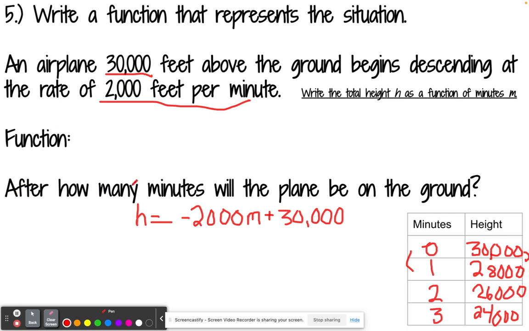Now this is an interesting question. It says, after how many minutes will the plane be on the ground? So we want to solve for minutes here. Well, when the plane's on the ground, what's my height? My height will be 0. So at what point is 0 equal to negative 2,000 m, we're solving for m, minutes, after how many minutes, plus 30,000.